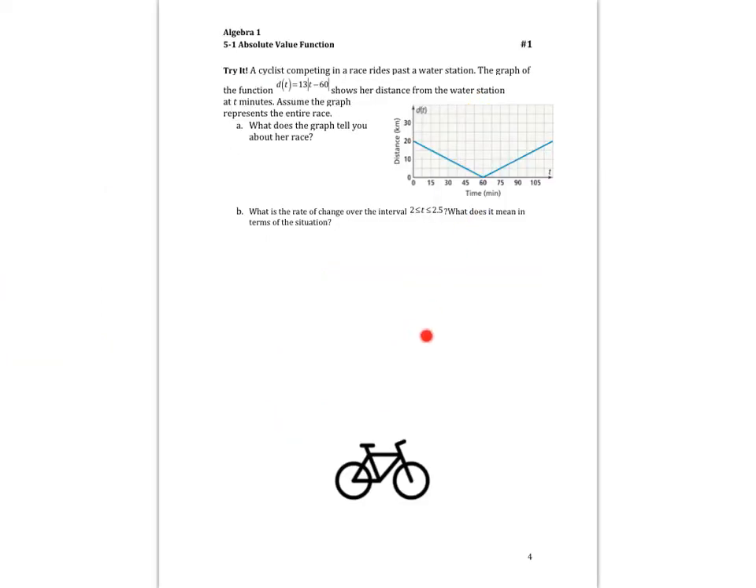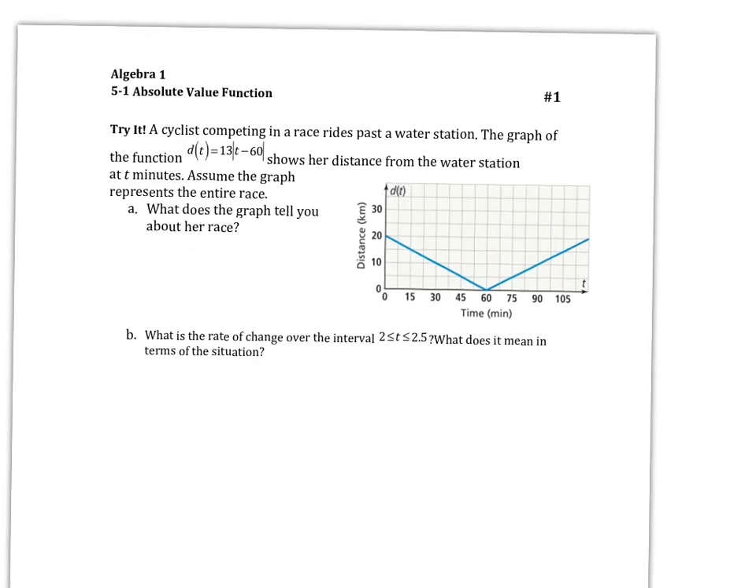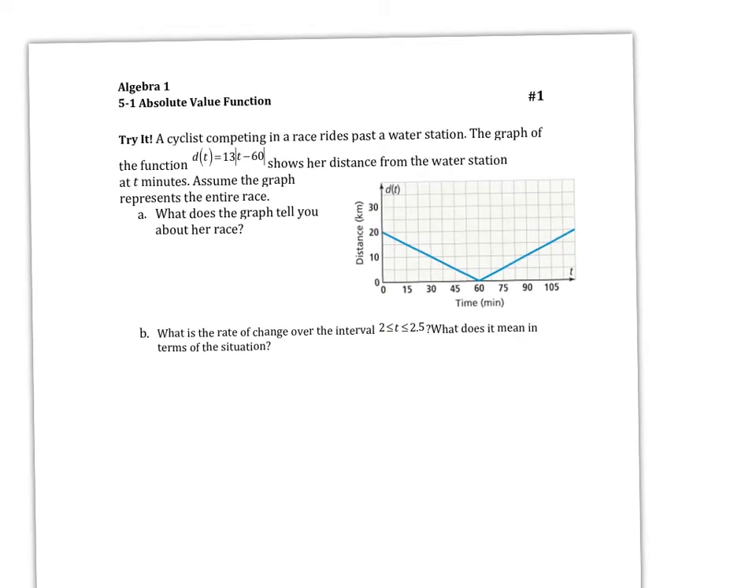The next problem here, go ahead and take a few moments to work on this on your own, interpreting what things mean. A cyclist is competing in a race and rides past a water station. So here's the water station. She is going closer and closer to the water station until she is done with the race over there. So go ahead and do some interpretation for that.